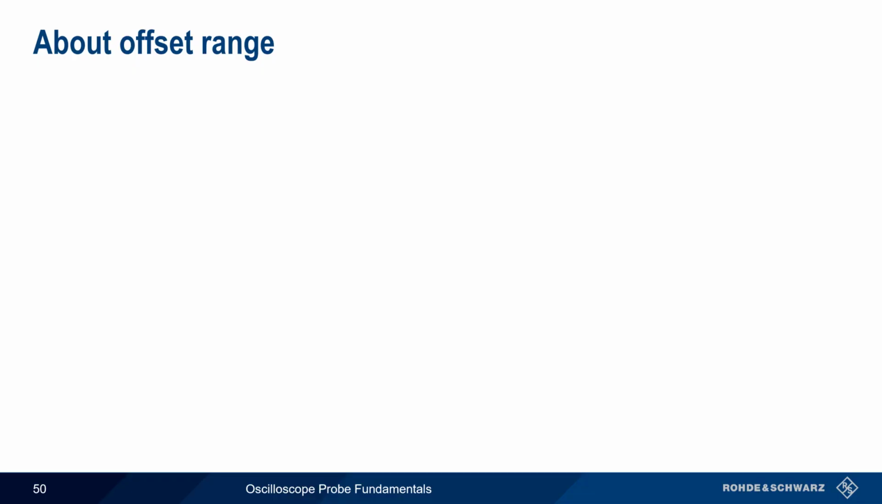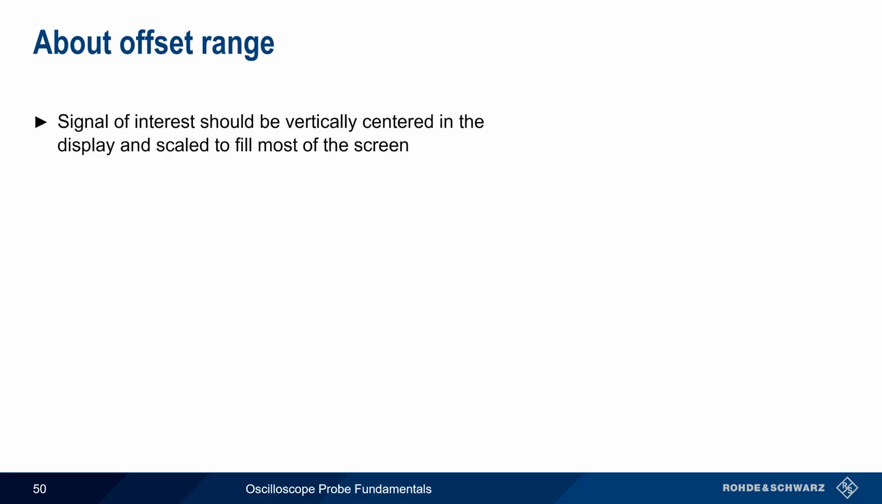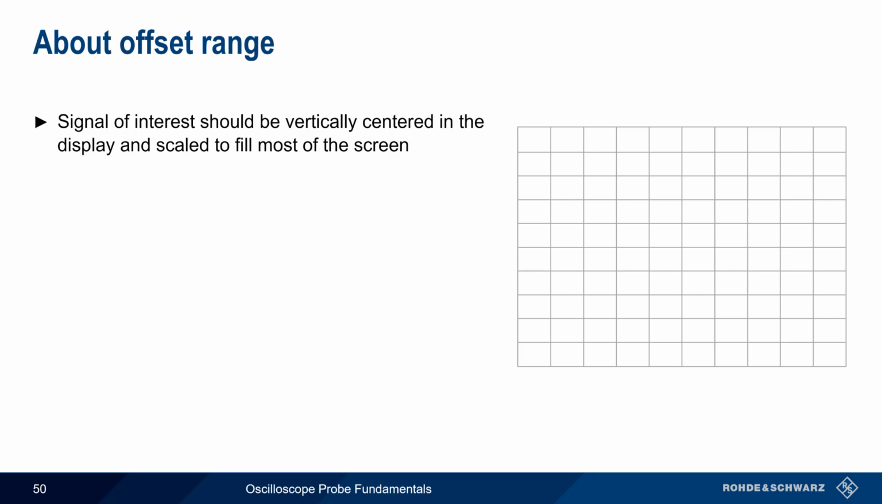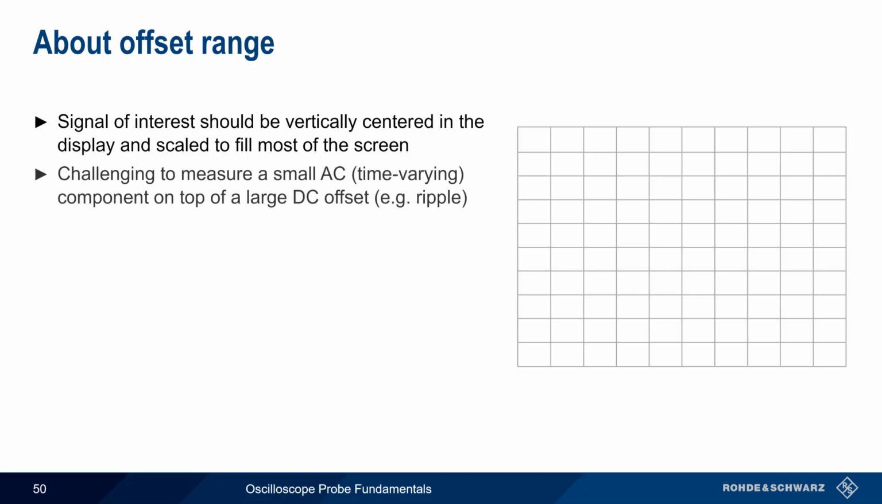Before we go on, let's pause for a moment to discuss offset range in oscilloscopes. A good general rule when using an oscilloscope is that the signal of interest should be both vertically centered in the display, as well as fill most of the screen. This maximizes the use of the scope's ADC, or analog to digital converter. It can, however, be challenging for signals with a small AC component riding on top of a large DC offset.